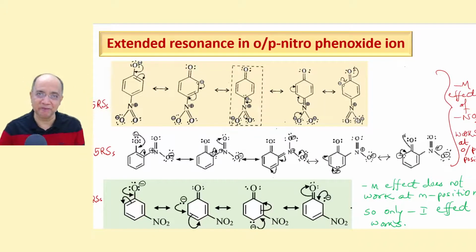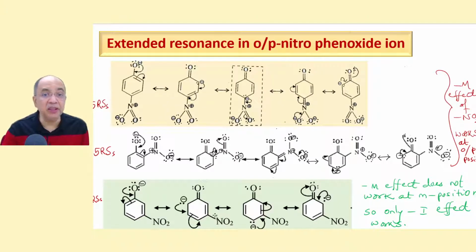minus M effect, while in meta-nitrophenol the phenoxide ion will only stabilize by minus I effect. If the minus M effect is not working for the meta-nitro compound, then it will withdraw electrons through induction, through minus I effect, and stabilize the phenoxide ion. So the stabilization of phenoxide ion is happening to a greater extent in ortho and para nitrophenol. Therefore, both ortho and para nitrophenol are stronger than meta-nitrophenol.